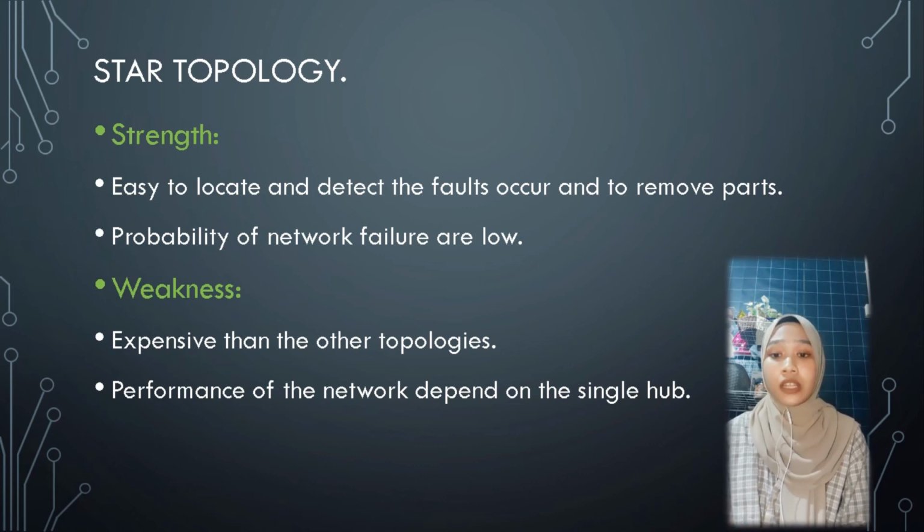Next, the probability of network failure is low because the entire system is connected to a central node, and each machine requires a separate cable. For example, when there is a failure in a cable, only one computer might get affected instead of the entire system. The weaknesses or disadvantages are that it is more expensive than other topologies since it uses a lot of cables. Moreover, the performance of the network depends on one single hub. Thus, if the hub goes down, the entire network system will fail.